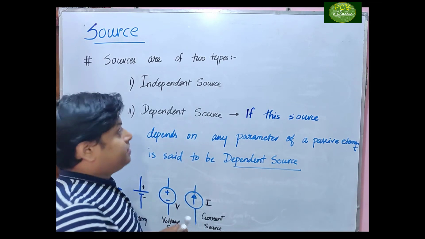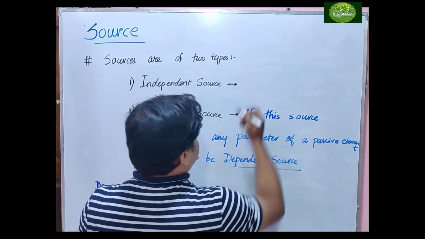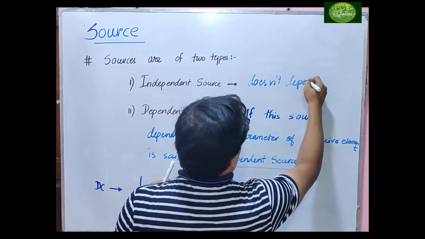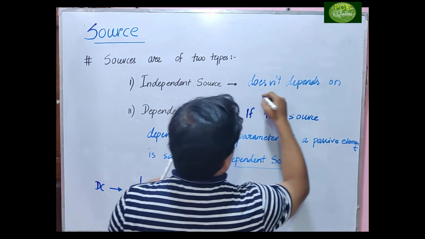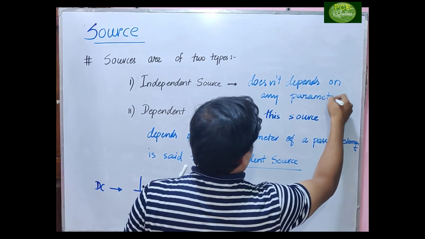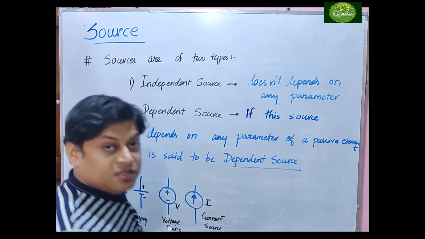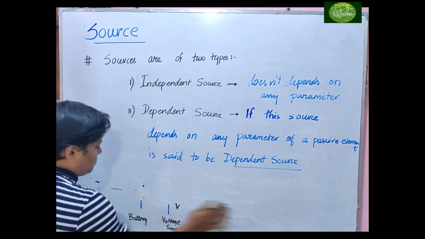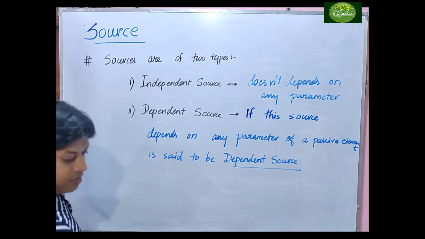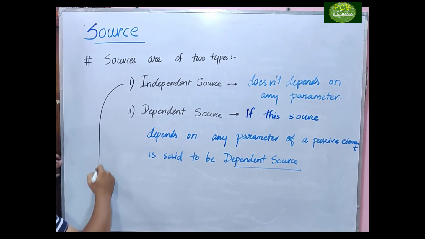If it is independent, means what? What is this one? Doesn't depend on any parameter. Now this type of source will be said as independent sources, such as, we'll see the examples. See the examples. Independent sources.